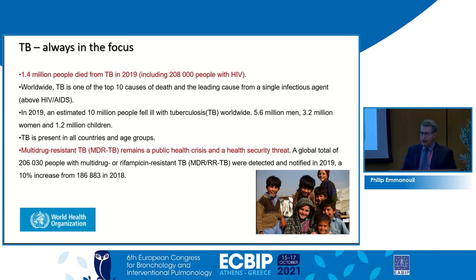So let's finish with the HPV and let's go to a more common problem, which is tuberculosis. Tuberculosis is always in focus because we have a lot of patients around the world. 1.4 million people died from tuberculosis in 2019, and there is inadequate control of tuberculosis all around the world, especially in the era of the COVID pandemic. And we have a lot of multi-drug resistant strains, which are a public health crisis.